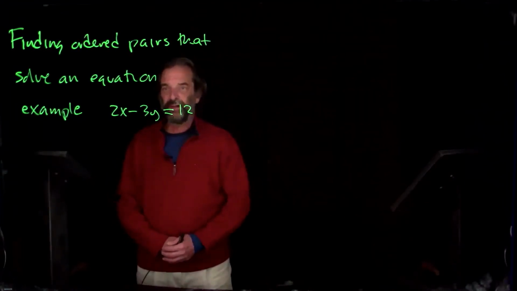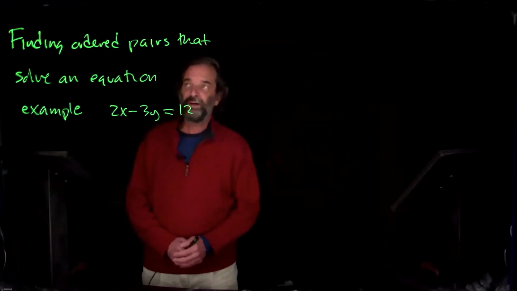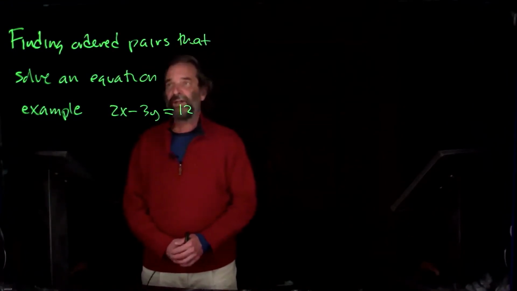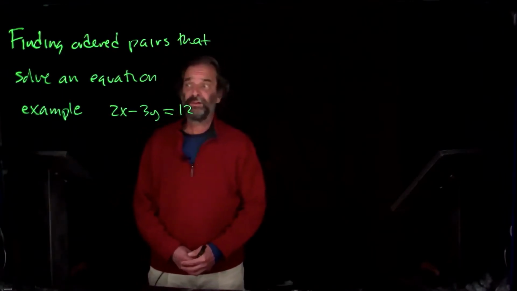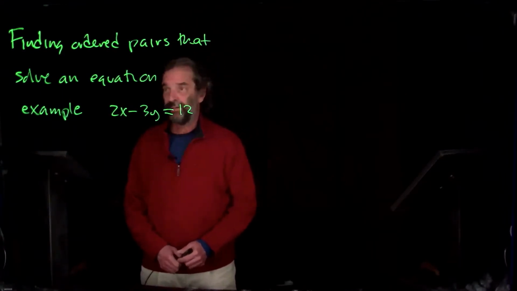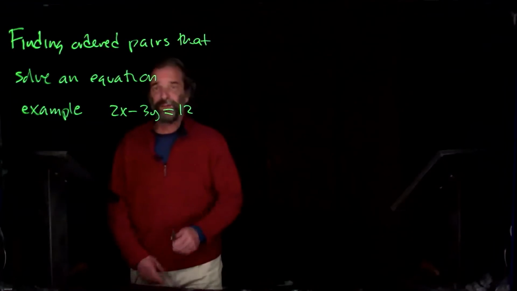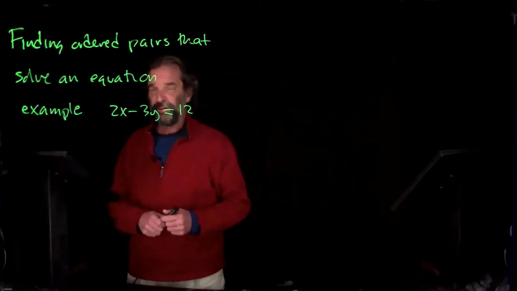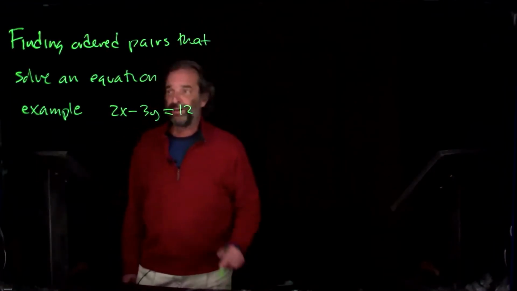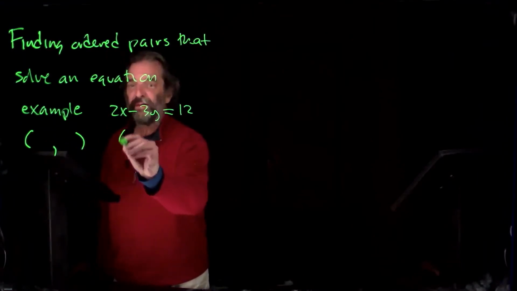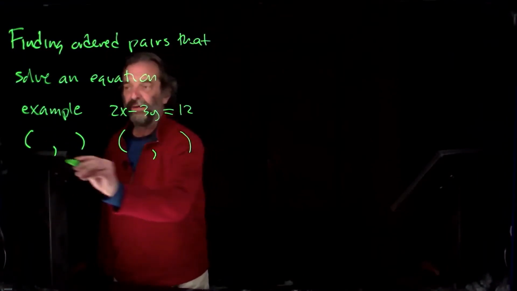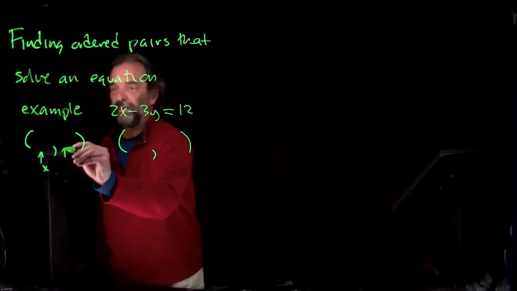So now that we know how to plot ordered pairs, let's find some ordered pairs that solve an equation, and then we plot those ordered pairs to create the graph of the equation. We have a pretty easy example. 2x minus 3y is 12. We're looking for pairs x, y that solve that equation. So x would be here, y would be there.